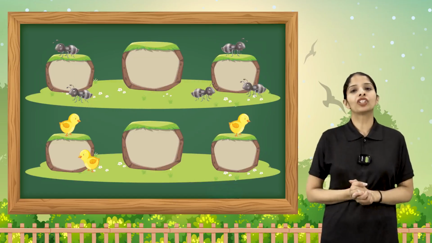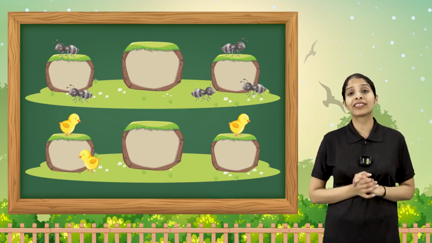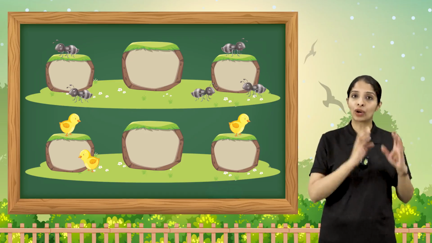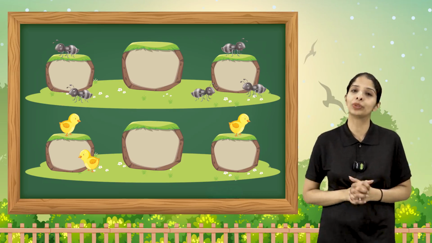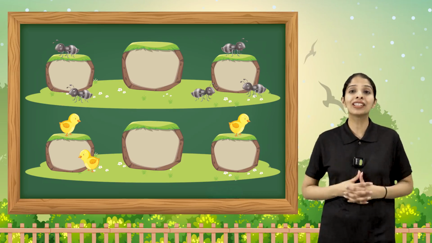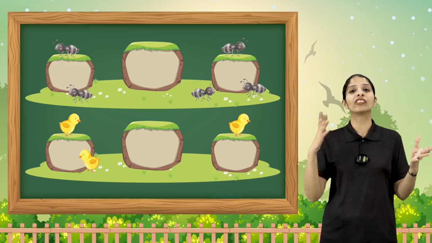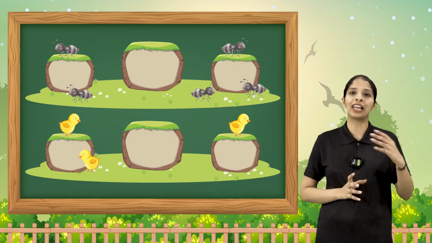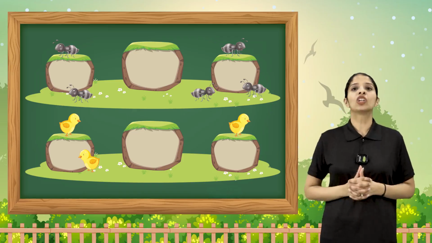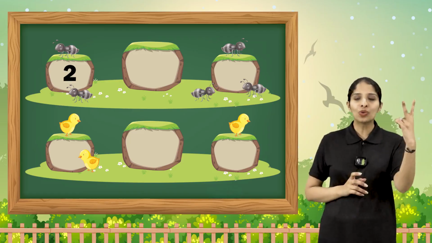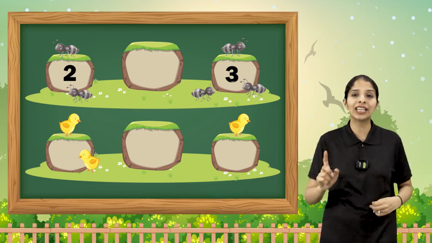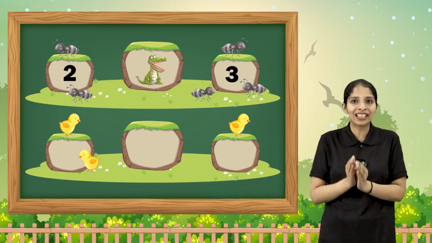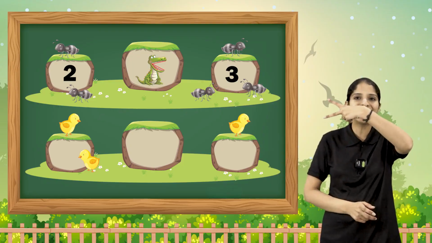Now, in the next part of the chapter, you have to count the number of ants and chicks that are given. First you have to count and then write the number, and then you have to put the appropriate sign. So let's begin. In the first set, on the left stone and right stone, there are ants given to us. Let's count. First, let's count the number of ants on the left side, then on the right side. So how many ants are on the left side? There are 2. And on the right side, 1, 2, 3. Which number is bigger? 3 is bigger than 2. So the crocodile sitting at the center will open his mouth towards 3.